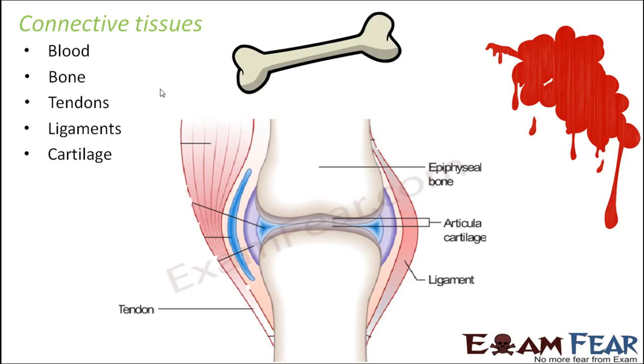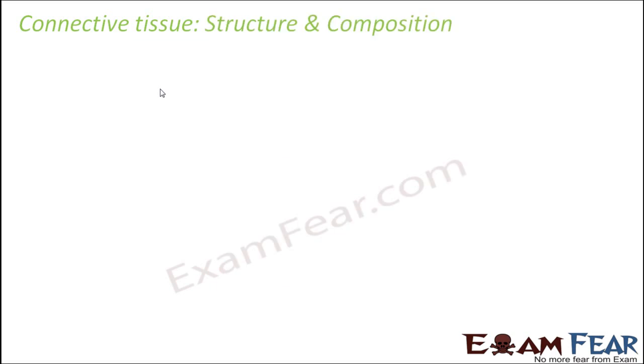Now, we'll see the structure of connective tissue and all those things. After that, we'll talk about types of connective tissue. So all these examples of connective tissue will fall somewhere in those types of connective tissue. And then we'll discuss them in detail. So let us talk about the structure and composition of connective tissue.